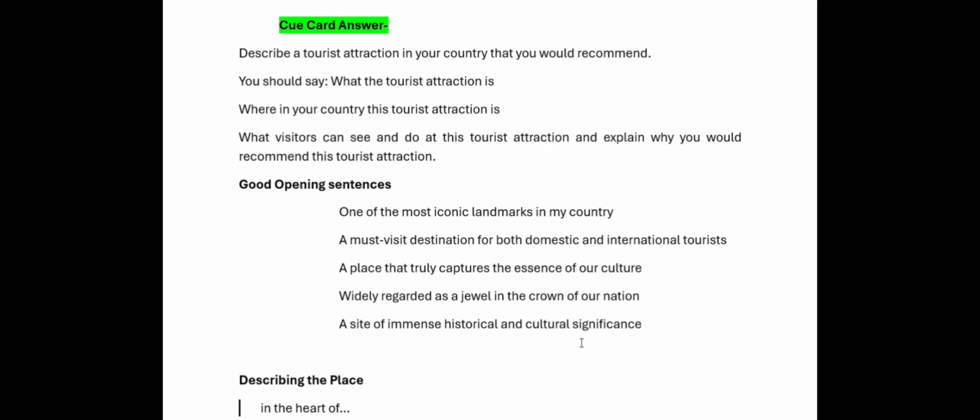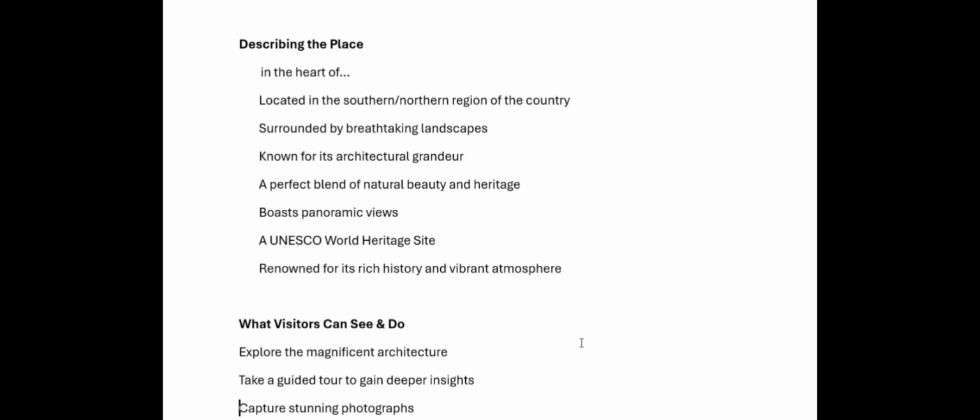Moving on to the next expression, describe the place. When you are describing the place, use words like "in the heart of." The place so and so is in the heart of the city. Next, located in the southern or northern region of the country, surrounded by breathtaking landscapes. The place is very beautiful. Instead of that, we use the words surrounded by breathtaking landscapes. Known for its architectural grandeur: the beauty of architecture, the sculptures. Next, a perfect blend of natural beauty and heritage. This is a perfect mix of beauty and heritage.